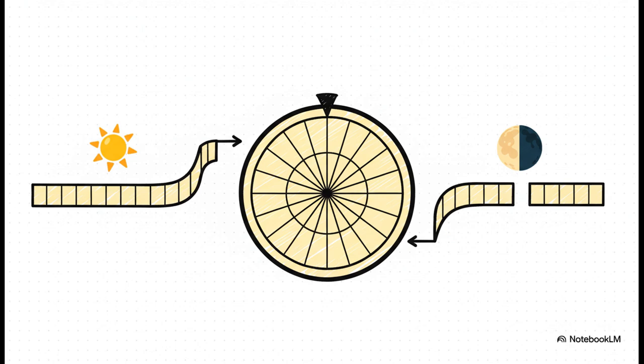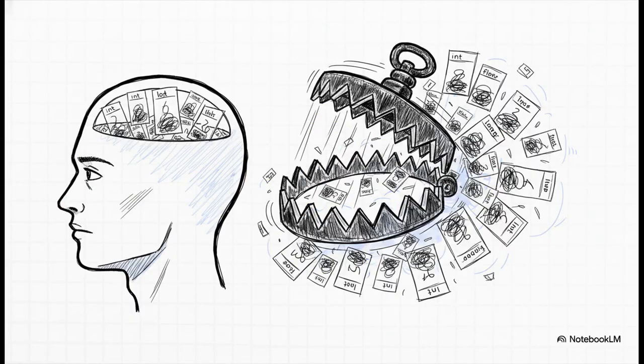But for a signed char, we have to split those 256 combinations down the middle. We use half for negative numbers and half for positive. The result? A range from negative 128 all the way up to positive 127. Same number of combinations, just divided up differently. Okay, so you're starting to see the logic.